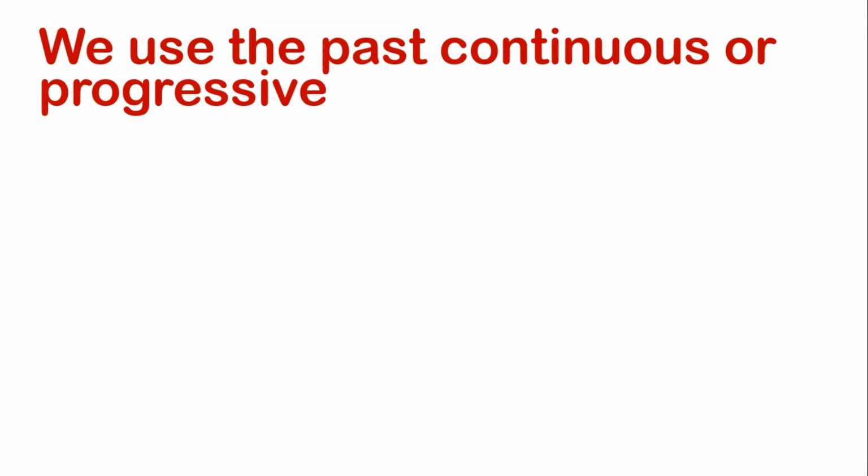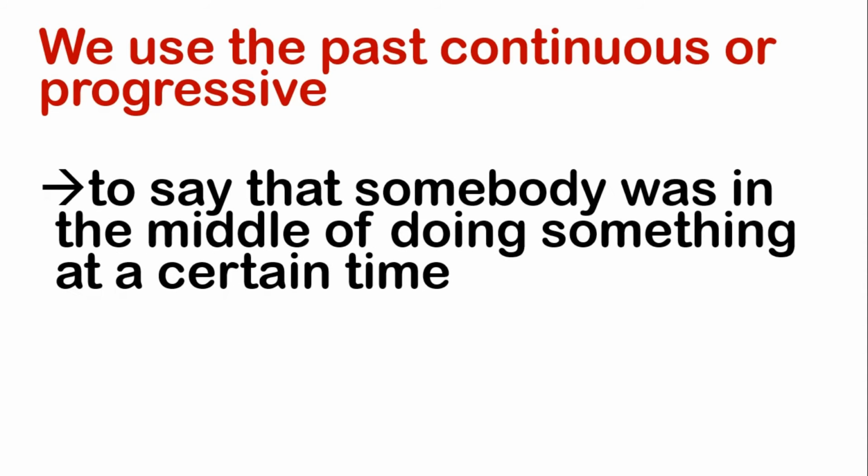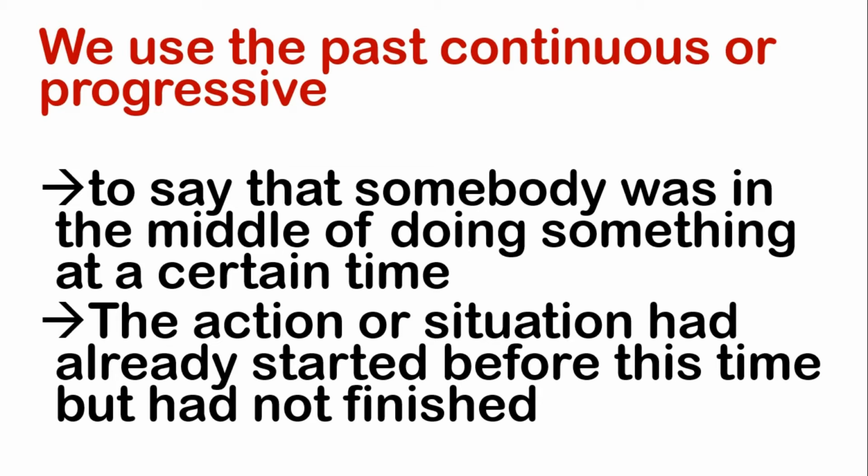We use the past continuous or progressive, that's was or were plus verb ing, to say that somebody was in the middle of doing something at a certain time. The action or situation had already started before this time, but had not finished. So this time yesterday, I was sleeping. I was in the middle of sleeping.